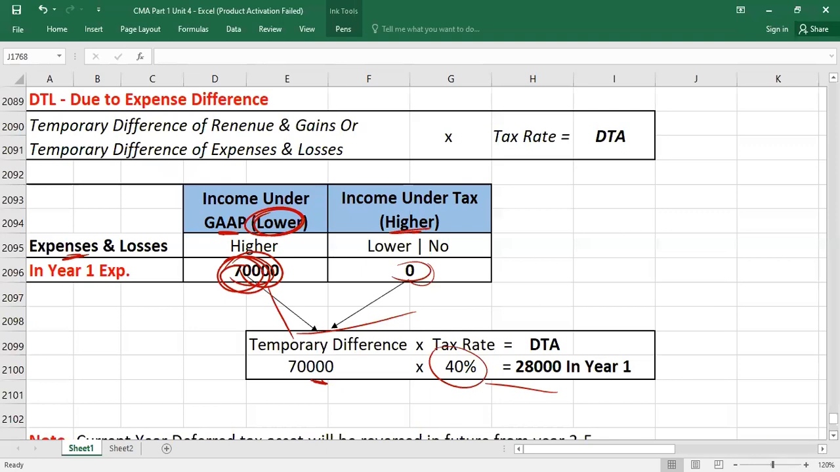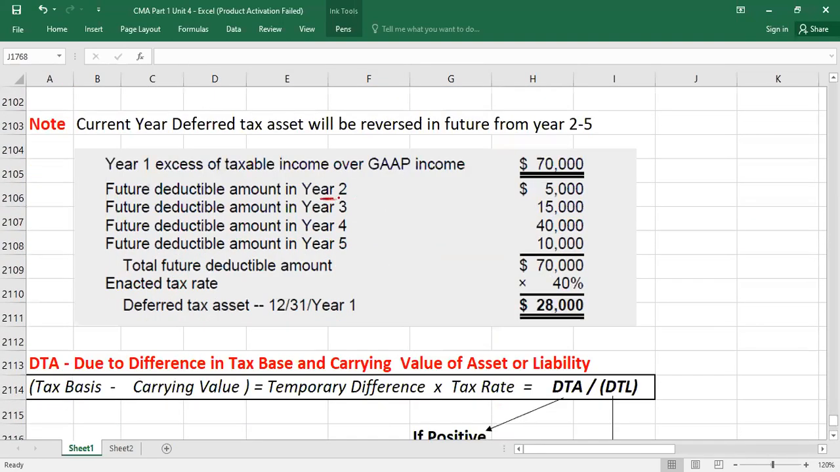In future years, what will happen? It's written here: in future years. Future year is year 2. The previous calculation was for year 1. In year 2, what will happen? There will be no expense under accounting. Only expense will be under tax. Right or wrong? Your taxable income will reduce by 5,000 here, by 15,000, by 40,000, by 10,000, and multiplied by the tax rate. So this will give you what? Refunds for you in years 2, 3, 4, and 5. If the tax rates are the same, the refund will be 28,000 over the years.